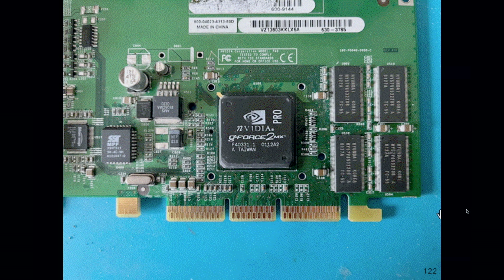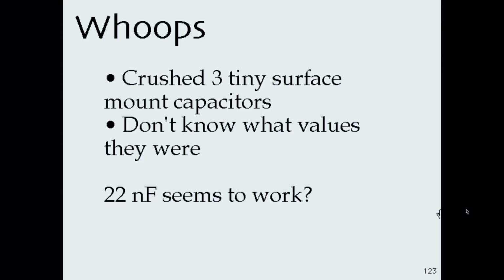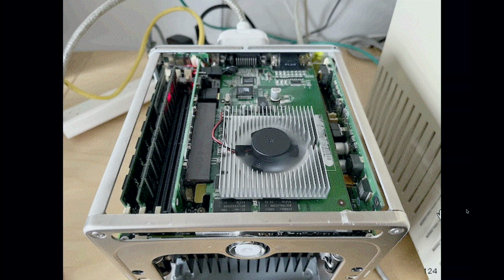It was glued on with some weirdly strong glue. I spent forever trying to get the heatsink off this chip. I used acetone, I soaked it in all sorts of weird chemicals. Eventually it was orange oil that managed to get the glue off. But in the process, I crushed 3 of the little tiny surface mount capacitors, and I had no idea what values they were, and I didn't know if the card would work without them. I soldered some random ones on, and that seems to work.